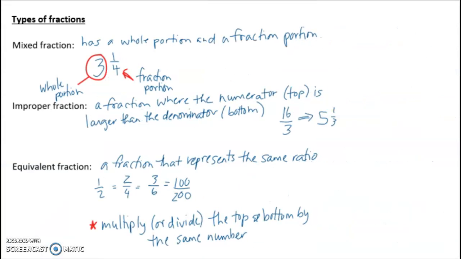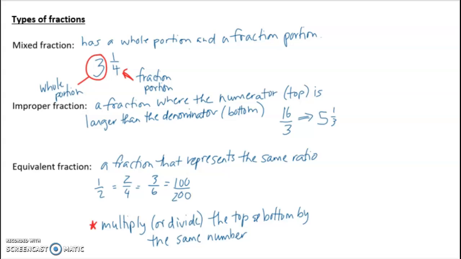Types of fractions. There's the mixed fraction. It has a whole portion and a fraction portion. For example, this example right here is 3 1/4. So the 3 is the whole portion and the 1/4 is the fraction portion.